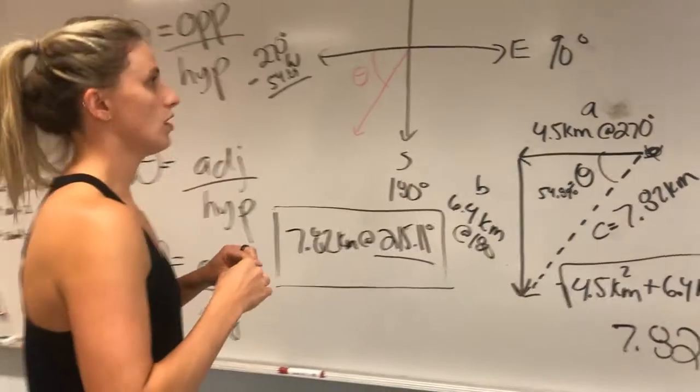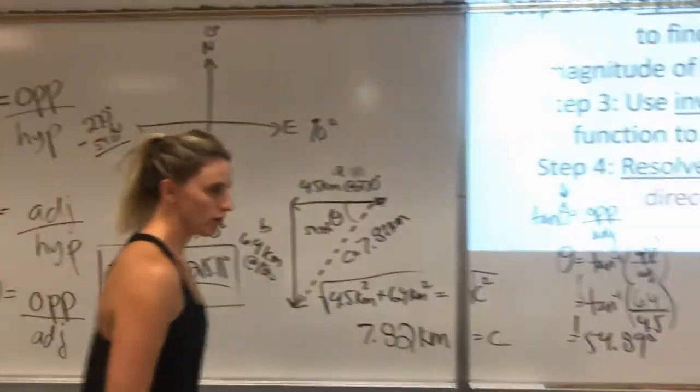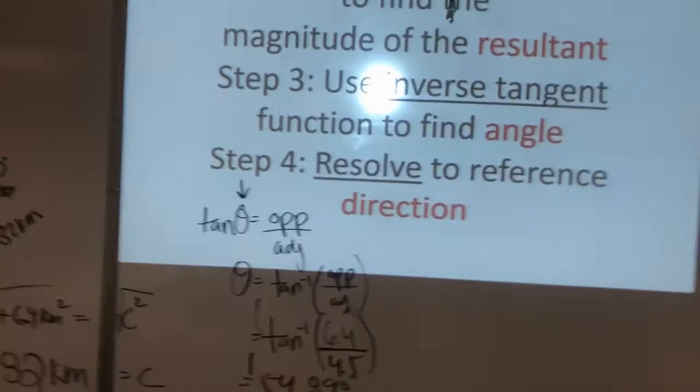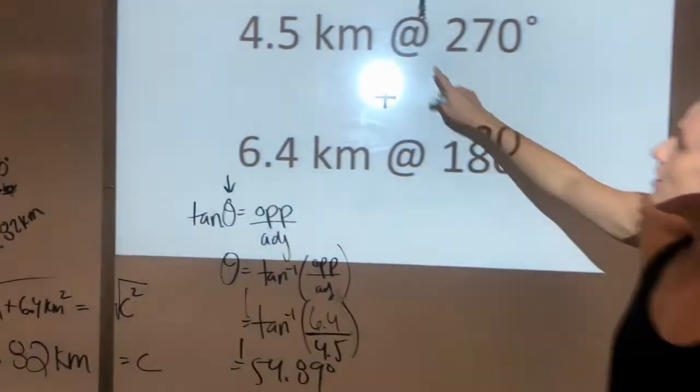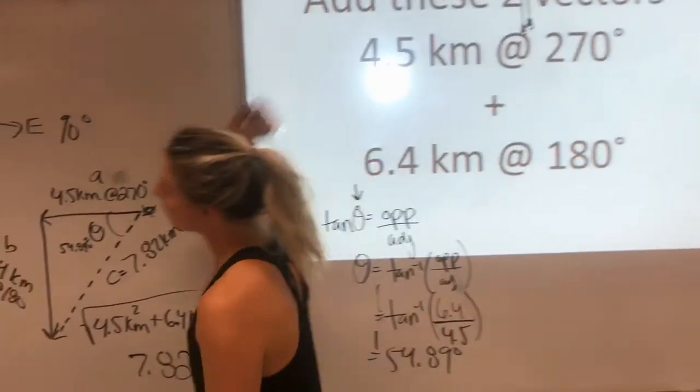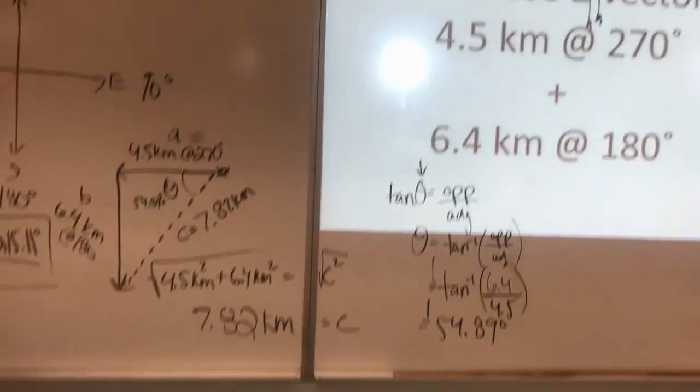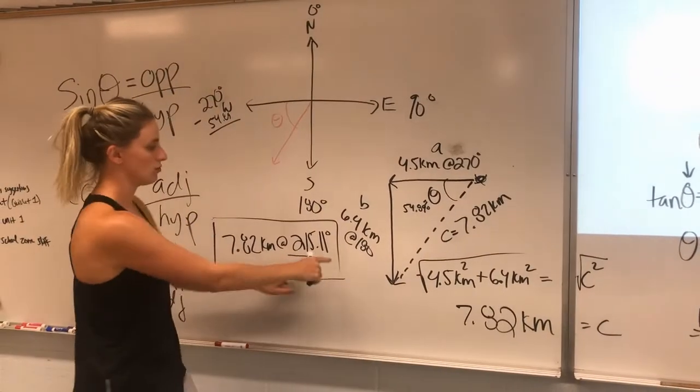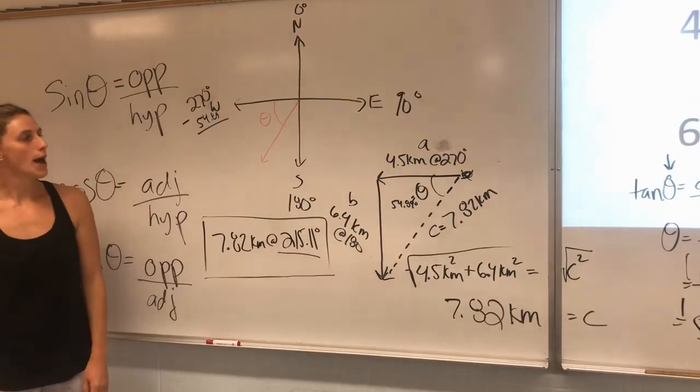Okay, so the answer to this problem. Let's take a look at the question again. It just wanted us to add these two vectors. It's a vector, so it has magnitude and direction. We have our magnitude, we have our direction of our resultant vector.